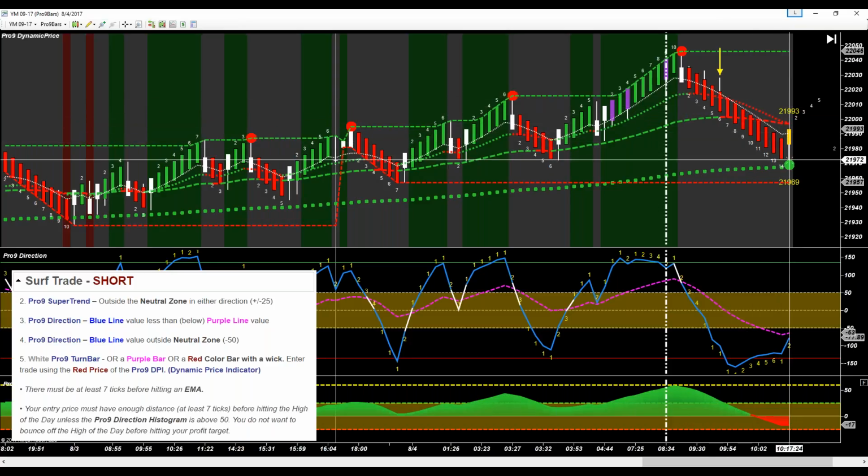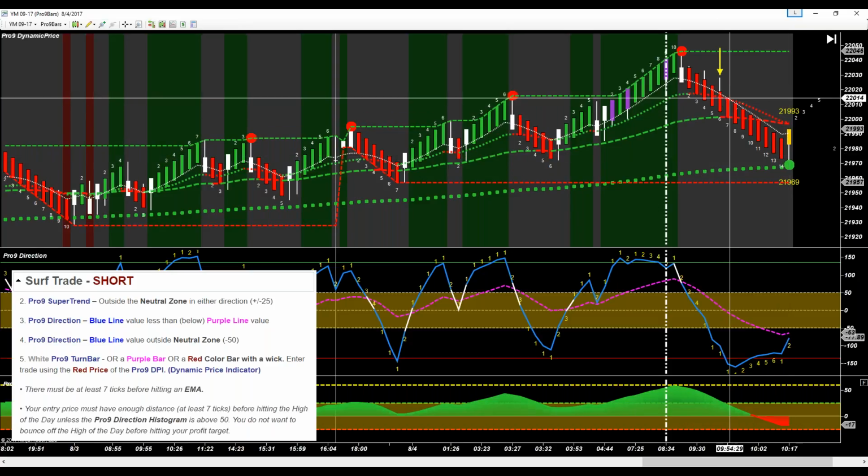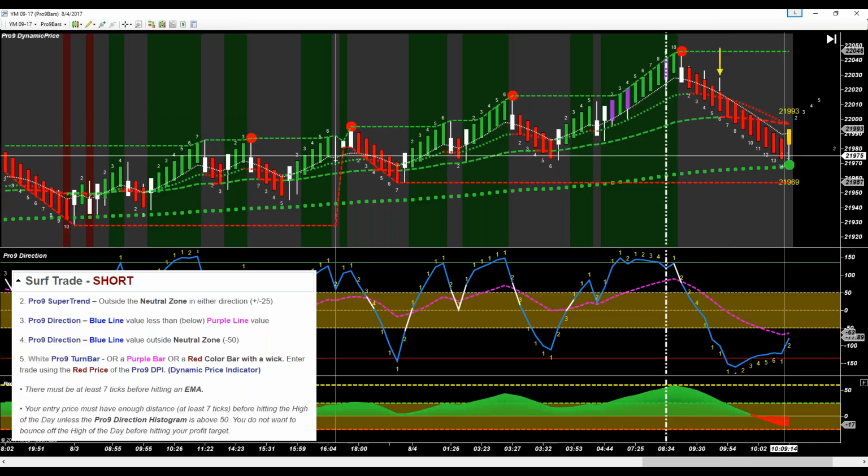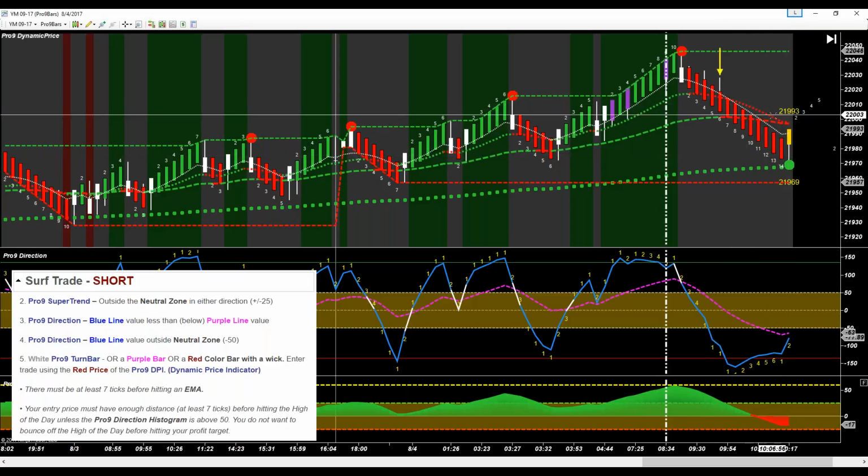All right, so back to our trade here. After this surf trade, if we had decided to enter this, was a pretty decent trade. And now we're in this area, which I do point out.